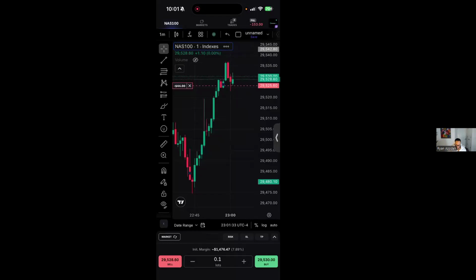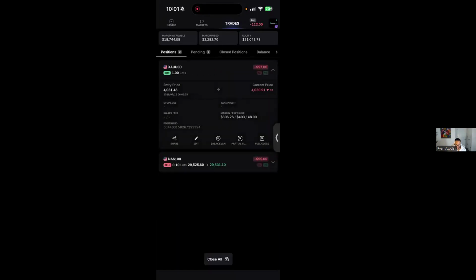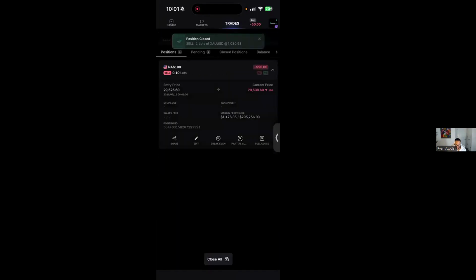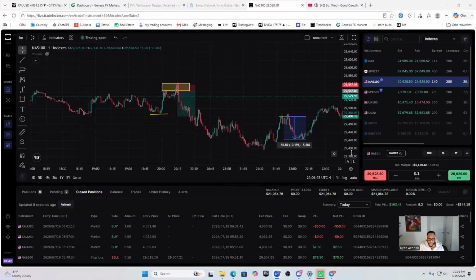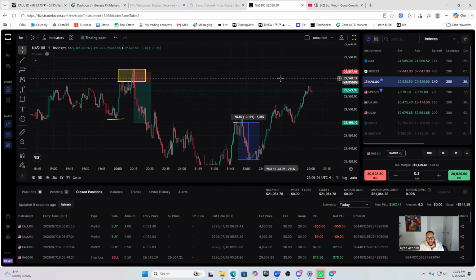And if y'all are in multiple positions, I don't typically do that, but what you can do is full close that, full close that. And you can close everything at once on computer, by the way. I'm pretty sure on the phone you could do it somehow, but I just don't know how to do it right now.